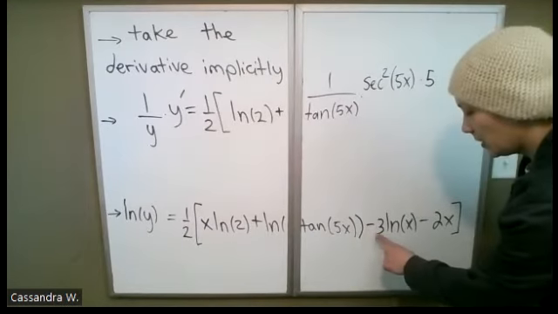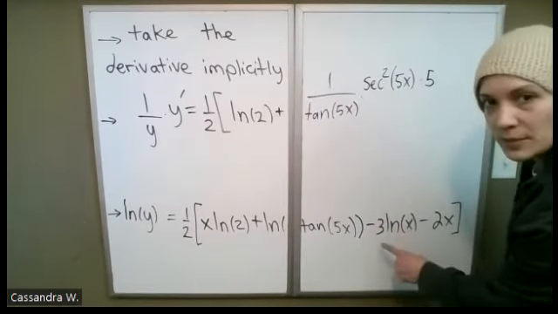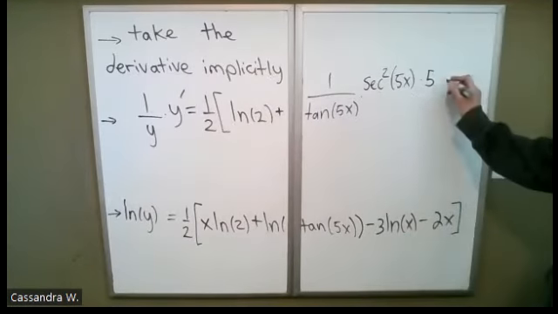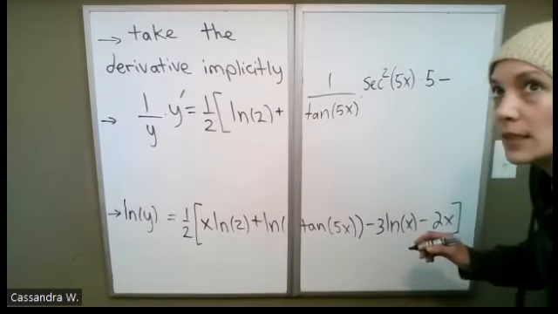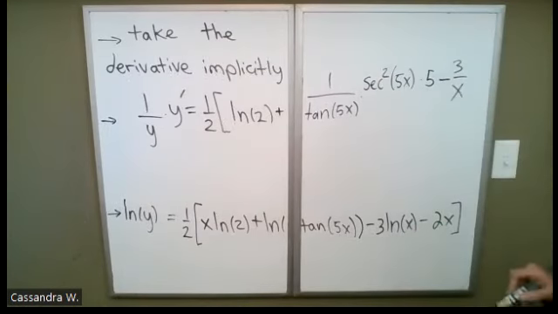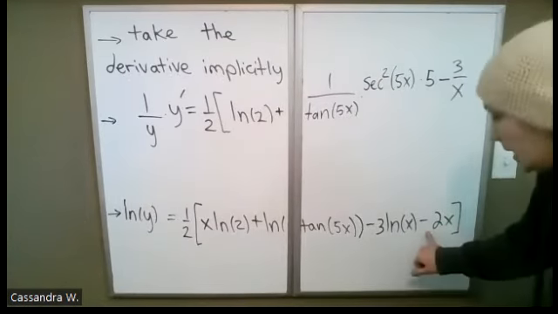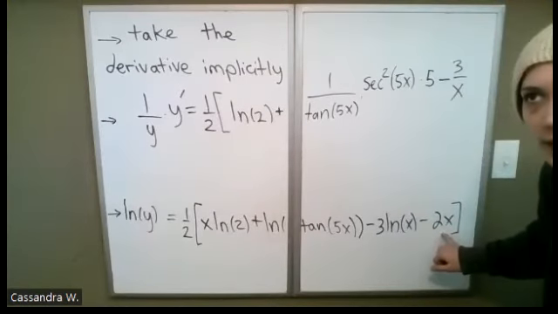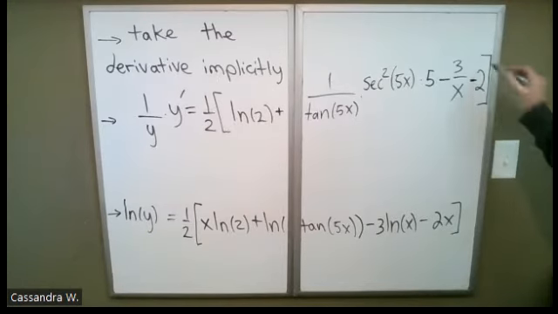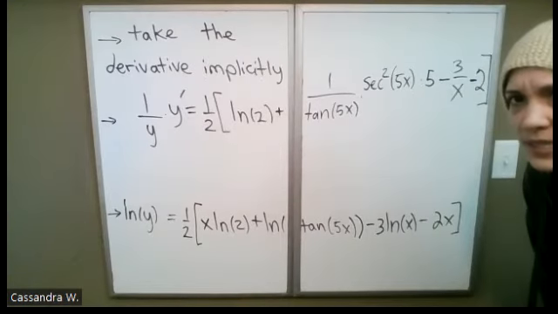Okay, minus the derivative of 3 times ln of x, which would be 3 times 1 over x. So subtract 3 over x. And the derivative of this last piece would leave -2, or we're going to subtract 2 at the end. Okay, let's try to simplify this.